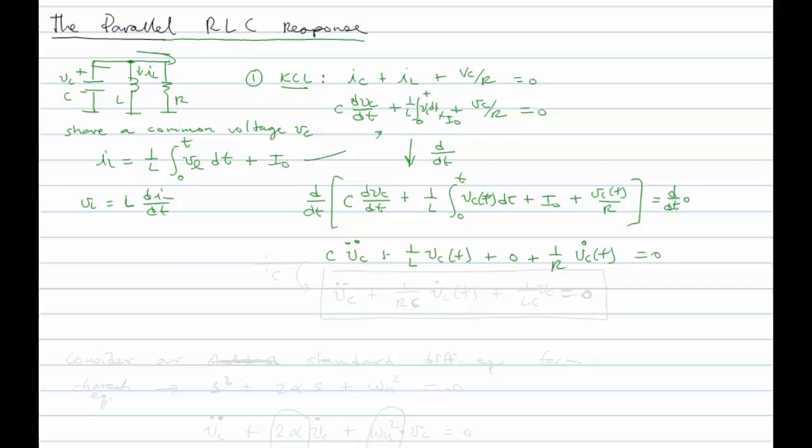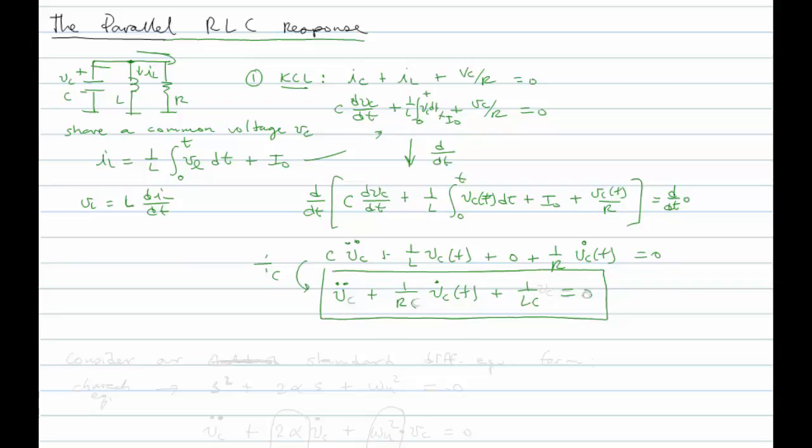Let's multiply through by, or divide through, what do I want to do? Let's divide through by C. Okay, so we'll divide through by C, and we'll get V double dot plus 1 over RC VC dot plus 1 over LC VC is equal to 0. And that is our differential equation.